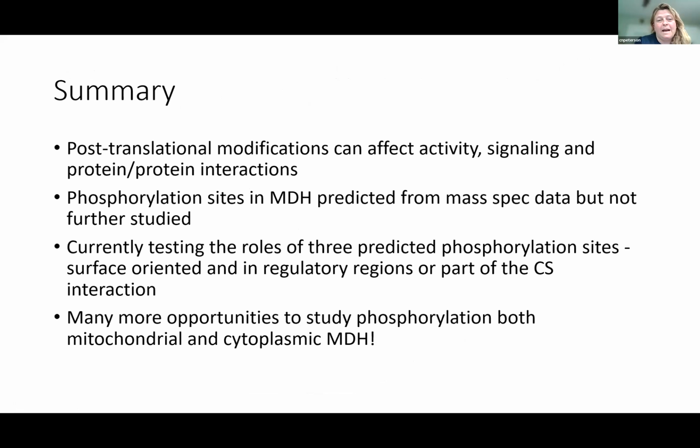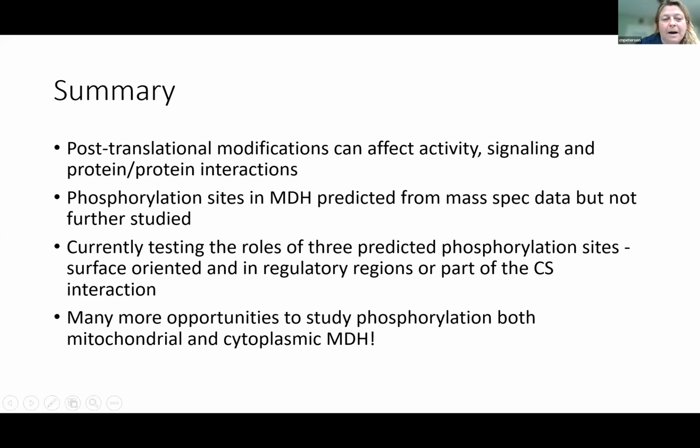So in summary, Amy and I have been working with Amy Springer and Joe, and we are looking at post-translational modifications. And these modifications can affect activity, signaling, protein-protein interactions. There are some sites that have been predicted by the mass spec data that may be relevant for cancer that we're honing in on. They have been predicted, but they have not really been further studied. And so we're testing 3 of these. They're surface oriented and they're found in regulatory regions or part of the CS MDH interaction region. And we're looking at how they affect the response to pH and other inhibitors.